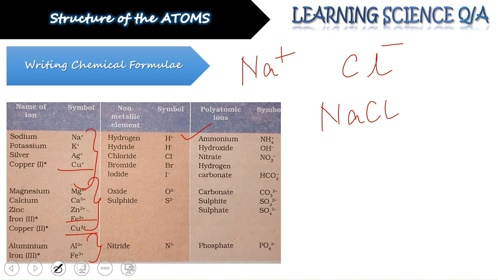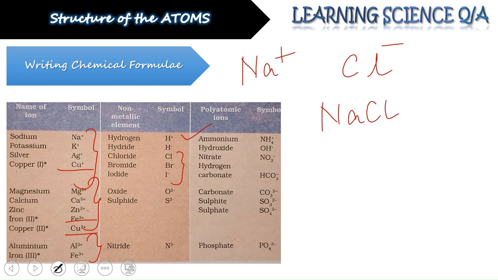Chloride, bromide, and iodide, they are having minus one charge over them. Oxide, sulfide, they are having 2 minus charge over them. Similarly, we have nitrite.